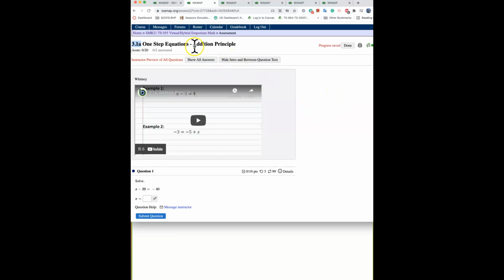And we're going to learn about something called the addition principle. And we're going to talk about inverse operations, and in this case we've got subtraction or negative numbers. So in order to solve this equation, we are going to be adding, and as long as you add the same thing to both sides of the equation it will still be true, it'll still be equal, and we will use that rule to figure out what x is.